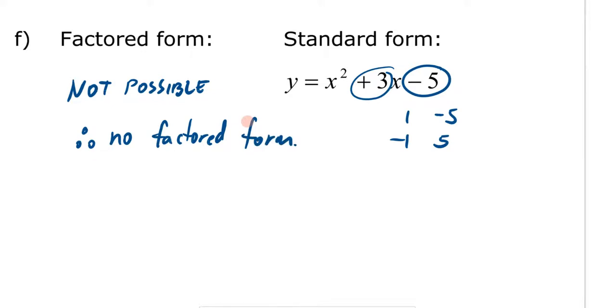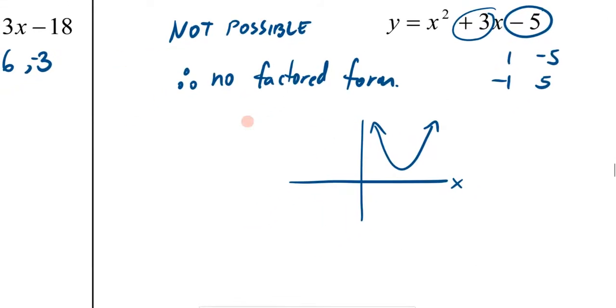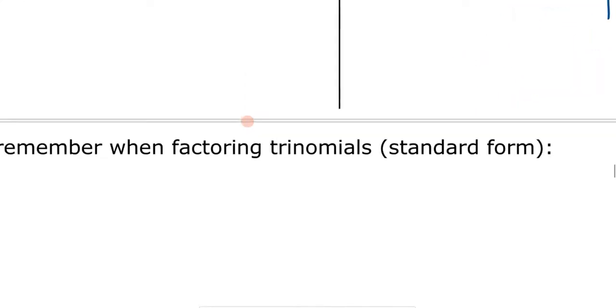And that's possible, right? Because if you have a parabola, remember, a factored form gives us the x-intercepts, the zeros. But if you have a parabola like this, there are no x-intercepts. The graph does not cross the x-axis. So here's a graph of a parabola that will not have a factored form. So it's possible that they exist.